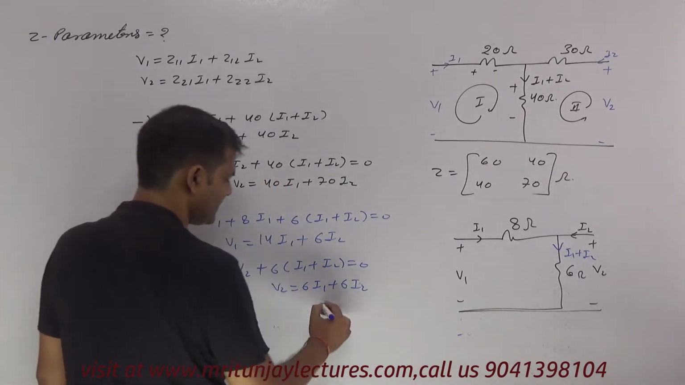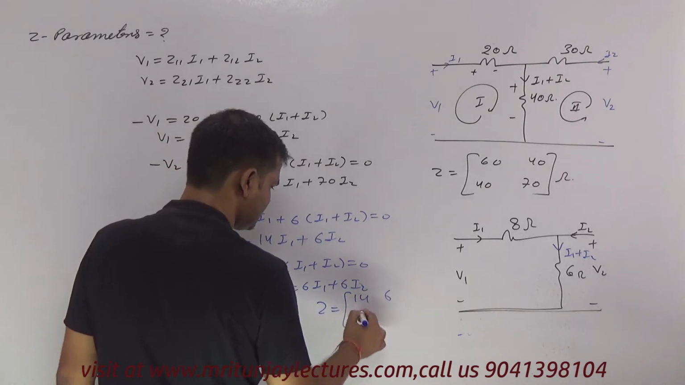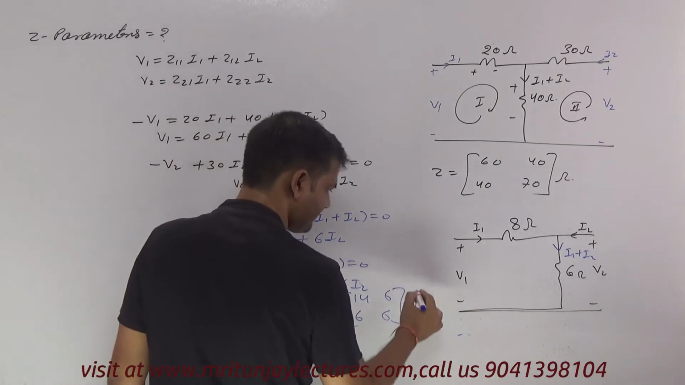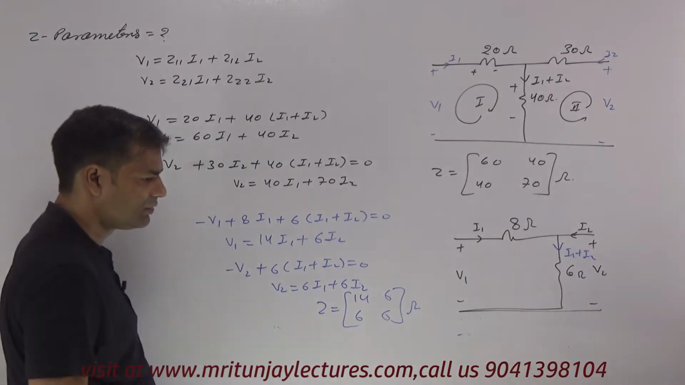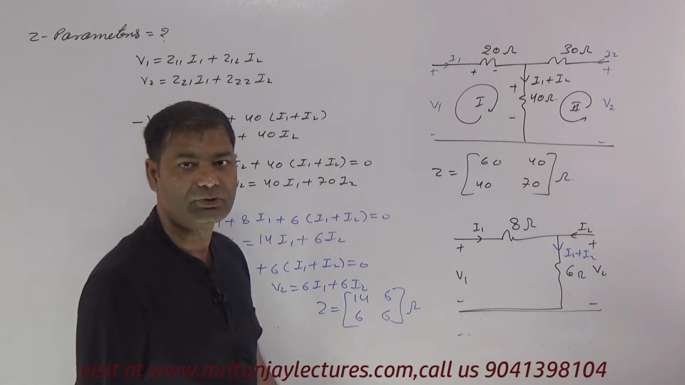So what about the Z parameter corresponding to this question? 14, 6, 6, 6 ohm. Okay, make it.